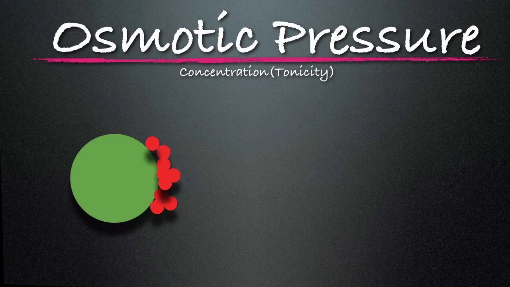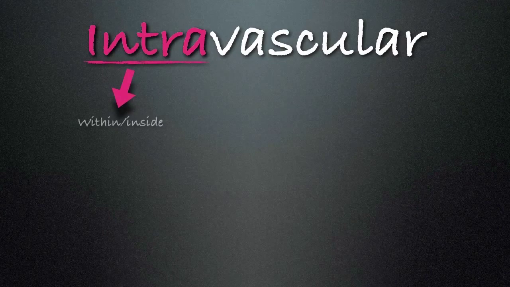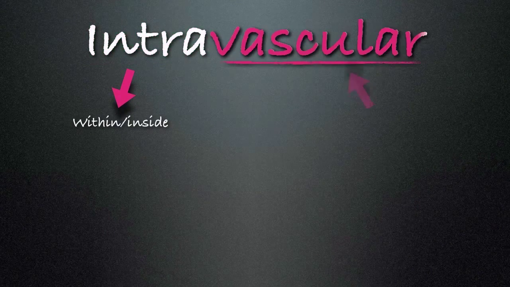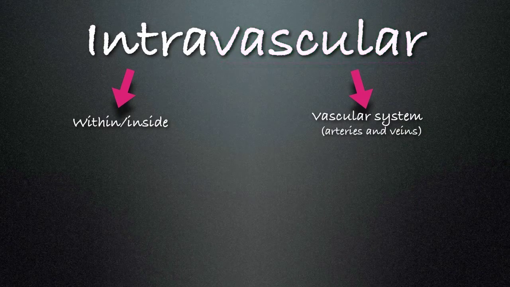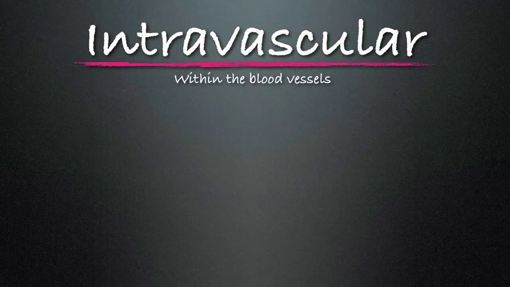Alright, let's look at a few other terms now, starting with intravascular. Intra means within or inside, and vascular refers to the vascular system within the body, basically the arteries and veins. So intravascular means within the blood vessels.